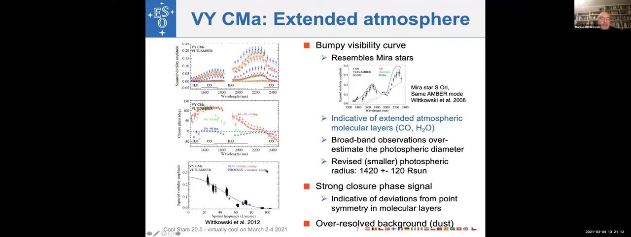On the bottom left, we see that the visibility curve doesn't go to unity, which means, as we know, that there is a strong background component which is over-resolved with the VLTI, and that leads to the visibility being below one. What's also interesting to note is that at different wavelengths we only look at wavelengths close to the photosphere, like at 2.2 microns, and to the right and to the left of this we go into molecular layers, meaning the star appears much larger. So if we use broadband observations, we will overestimate the photospheric diameter because we are looking at those more extended molecular layers. That also helped us to revise the photospheric radius of the star to about 1,420 solar radii.